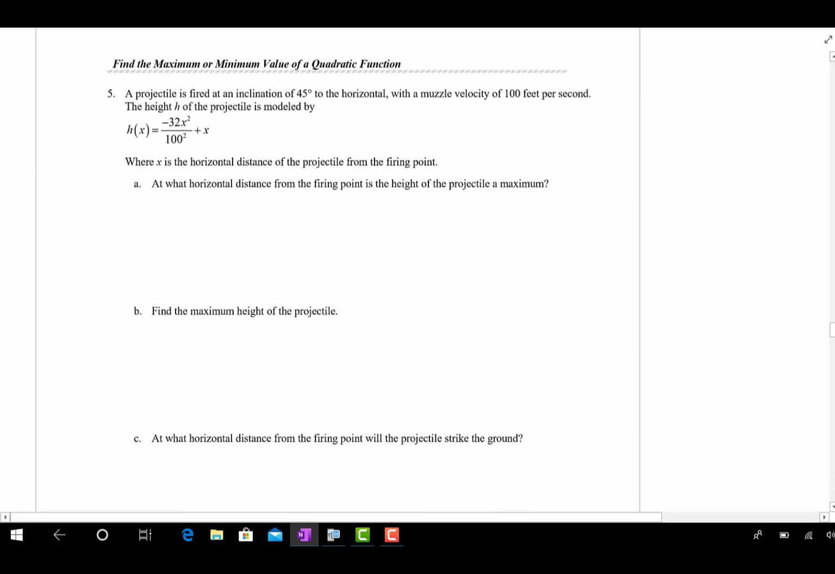All right, let's practice finding a maximum or minimum value of a quadratic function here. Number 5, a projectile is fired at an inclination of 45 degrees to the horizontal with a muzzle velocity of 100 feet per second. The height h of the projectile is modeled by h(x) = −32x²/100² + x. Because it's a negative value here, our a value is less than 0, so it's a parabola that opens downward.